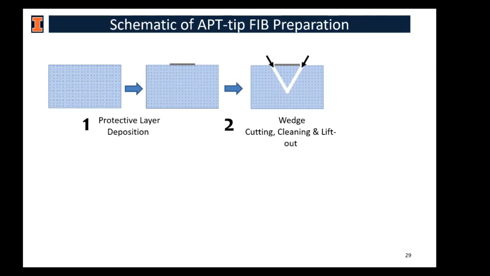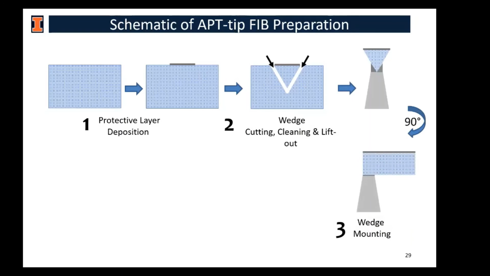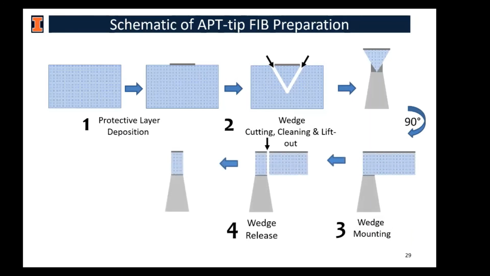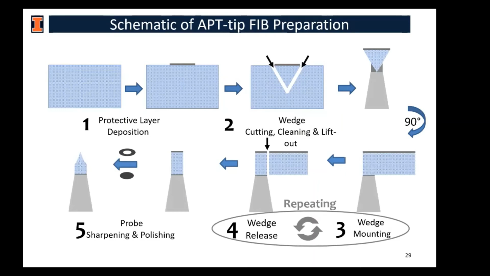Finally, oops, not this way, sorry. You have to mount this thing and cut off the rest of the slab, and at the very end, with the annular or round beams, sharpen the tip into the very small radius required by the APT. Finally, you will repeat steps number 3 and 4 a few times, because these tips can get fractured very easily during the process of taking data. So you would like to produce a few of them.